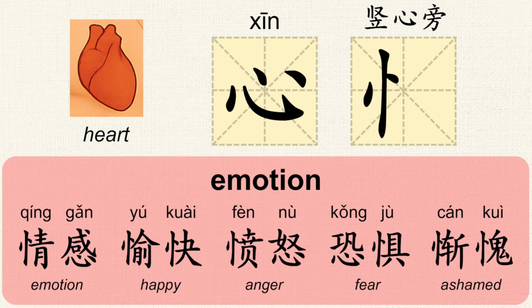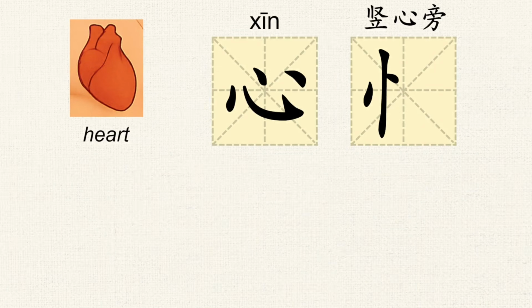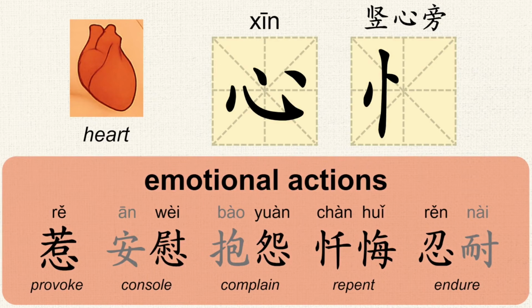愉快 means happy. 愤怒 is anger. 恐惧 is fear. And 惭愧 means to feel ashamed. Also in actions that are emotionally loaded, like 惹, which means to provoke, 安慰, to console or to comfort, 抱怨, to complain, 忏悔, to repent or to confess one's sins, and 忍耐, to endure hardship.